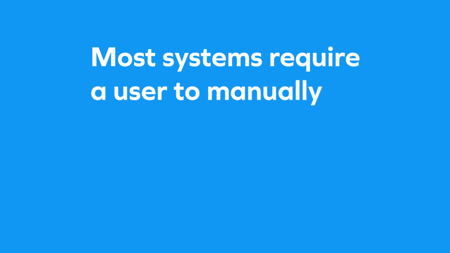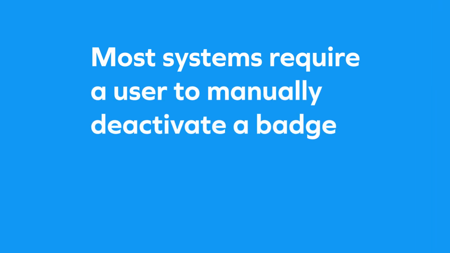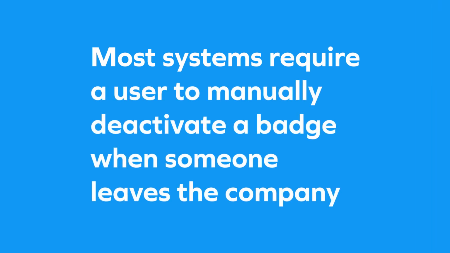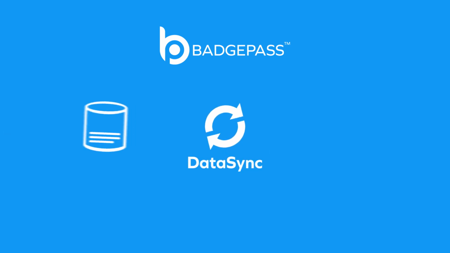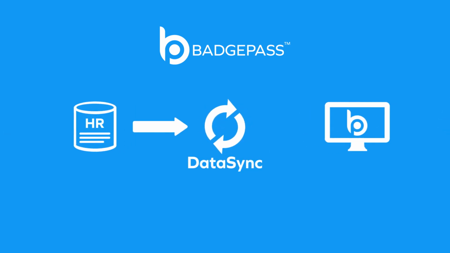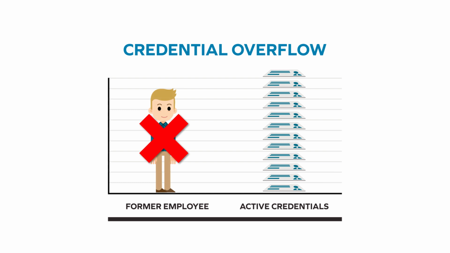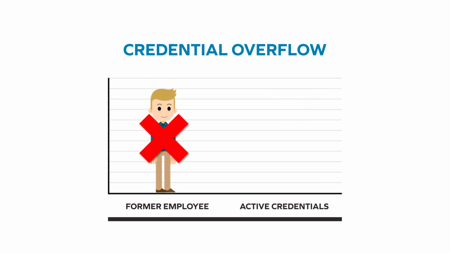Most systems require a user to manually deactivate a badge when someone leaves the company, leaving room for forgotten cards or human error. BadgePass customers benefit from DataSync, a tool that allows for automatic deactivation of cardholders when they're removed from the source database, like the HR or payroll system. This ensures that no cardholders remain active after they've left your organization, without the need for any manual human interaction.